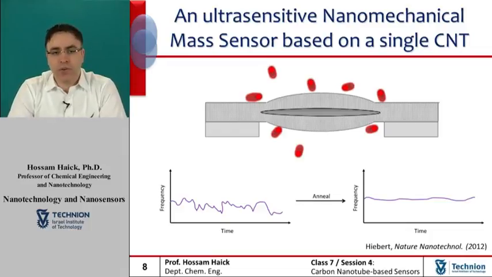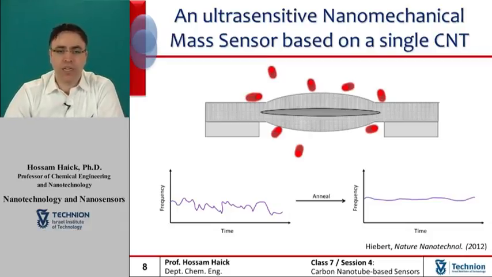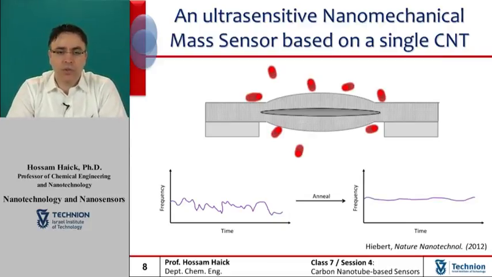The upper schematic demonstrates that the mass sensor contains a single carbon nanotube suspended over a trench in a silicon or silicon dioxide substrate and attached to metal electrodes at both ends. This nanotube vibrates with a characteristic resonance frequency, which changes as atoms or molecules, shown here in red, land on and migrate along the nanotube. The lower schematic shows the resonance frequency versus time before and after the nanotube is annealed by passing an electric current through it.